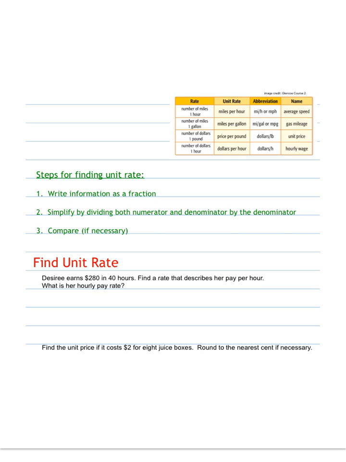All right, so here are the steps for finding unit rate. First, we write our information as a fraction, so write it as a ratio. Then we simplify by dividing both the numerator and the denominator by that bottom number, because we need our denominator to be 1. And then we compare if necessary.